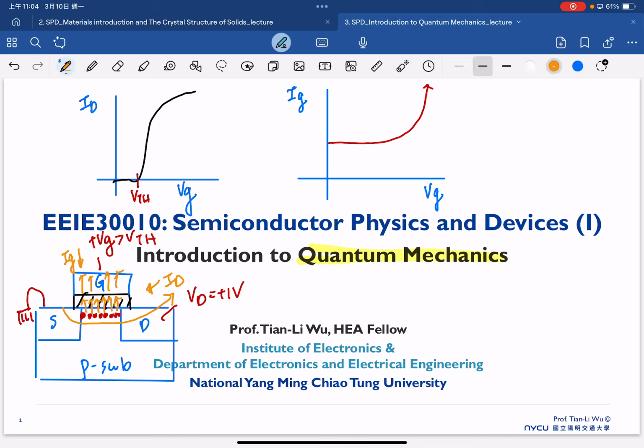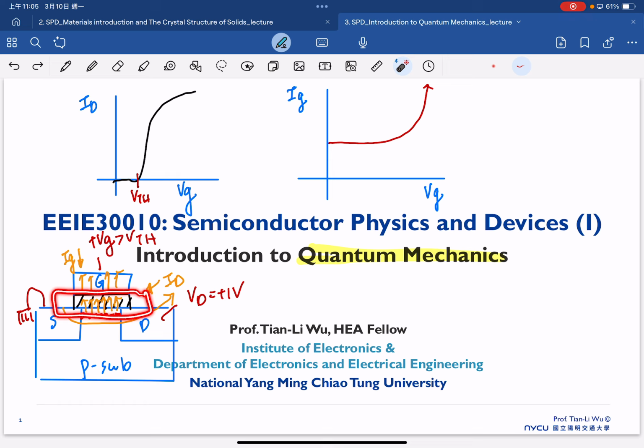Now this cannot be understood by classical physics. That's why we need to apply quantum physics, quantum mechanics. This is one example of how quantum mechanics helps us understand the device physics. So let me illustrate again. Ideally, we consider this a perfect insulator.